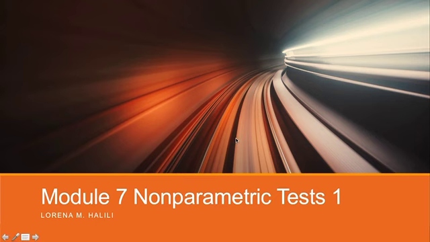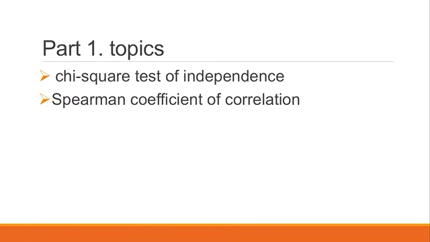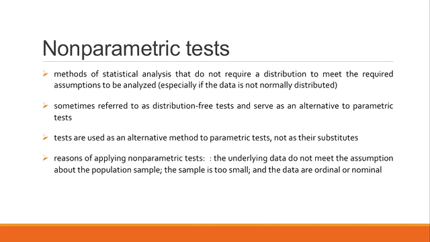This is module number 7, which is the non-parametric tests, and this is part 1. And this is the second to the last of the video lectures that we will be having in this course. So for part 1, topics included are the chi-square test of independence, and the second one is the Spearman coefficient of correlation. But what are non-parametric tests?